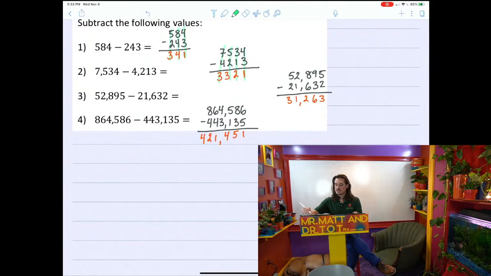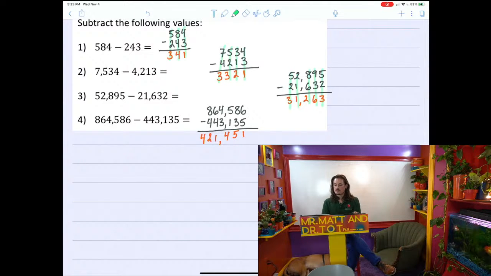For number 3, subtracting straight down, 5 minus 2 is 3. 8 minus 3 is 5. 8 minus 6 is 2. 2 minus 1 is 1. And 5 minus 2 is 3. So 52,885 minus 21,632 is going to give us 31,253.